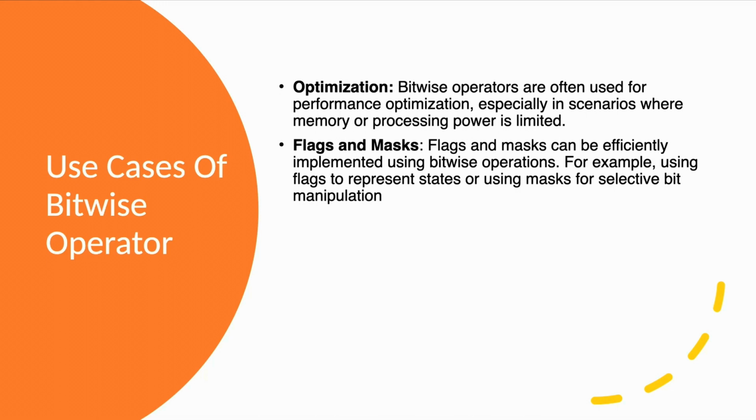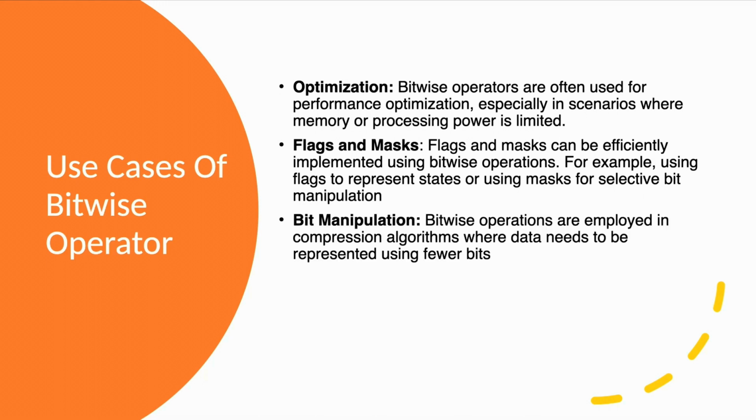For example, using flags to represent states. Usually states where you have something as active or inactive, or visible or not visible, can be stored in flags, and those flags you can maintain using the bitwise operators. And when it comes to masks, if you want to change only certain bits in your data, or if you do not want to change certain bits in your data, then you can use a mask, and you can manage masks and flags using the bitwise operators.